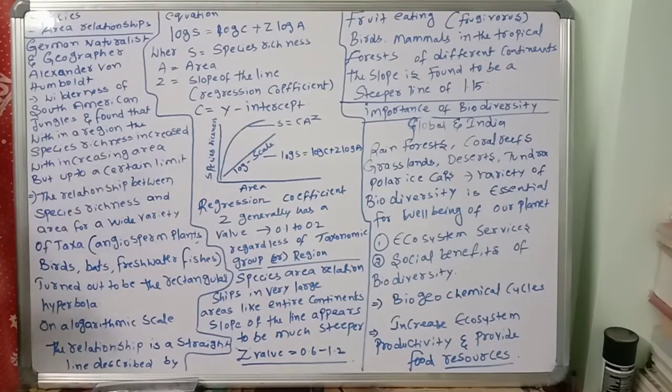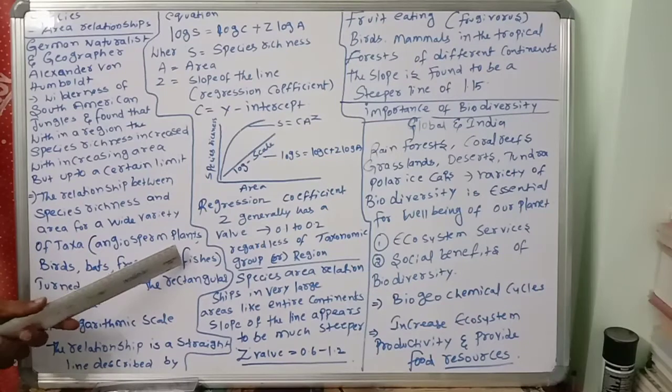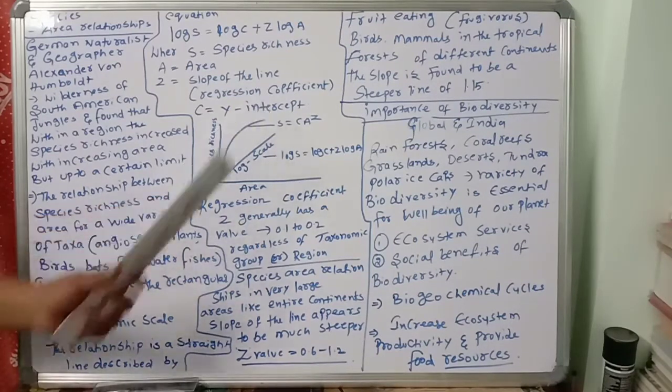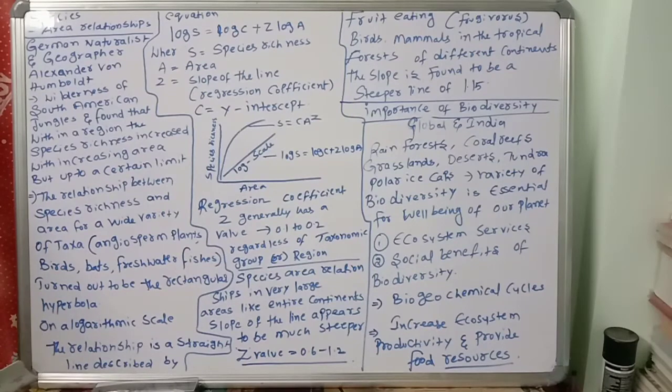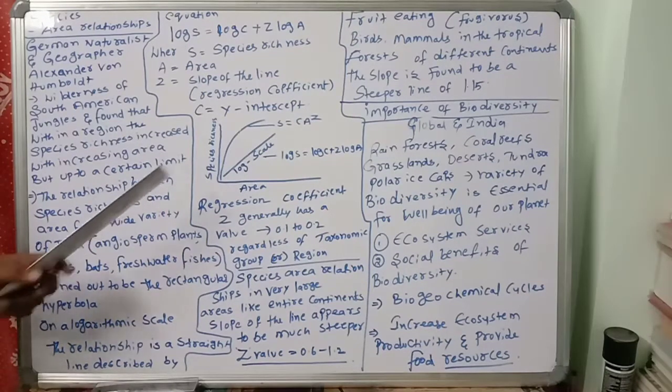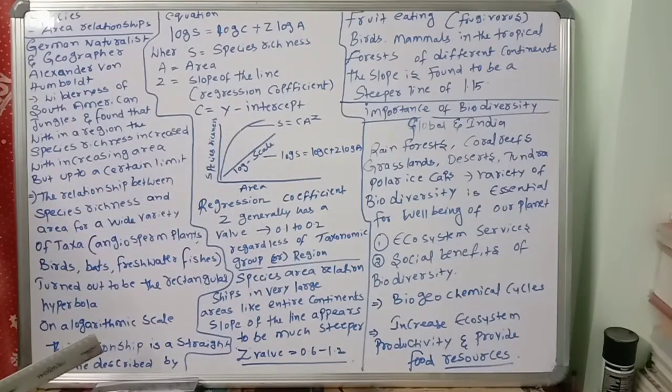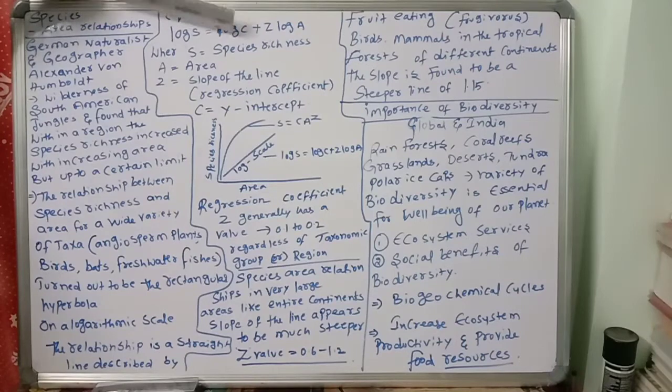This is a point you should remember. The relationship between species richness and area for a wide variety of taxa, like angiosperms, plants, birds, bats, and freshwater fishes, turned out to be a rectangular hyperbola. On a logarithmic scale, that hyperbola becomes a straight line. So the relationship is a straight line described by the equation log S = log C + Z log A.